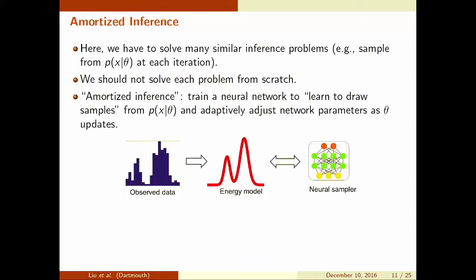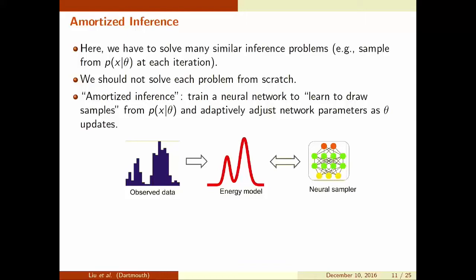This is a very nice idea that people have been thinking about a lot recently. Instead of solving the problem from scratch every time, we train a neural network that learns to summarize the dynamics. So in the end, we just need to run through the neural network to get the samples, right? And as we update the energy model during maximum likelihood training, we can update the neural network to make it follow the energy model.